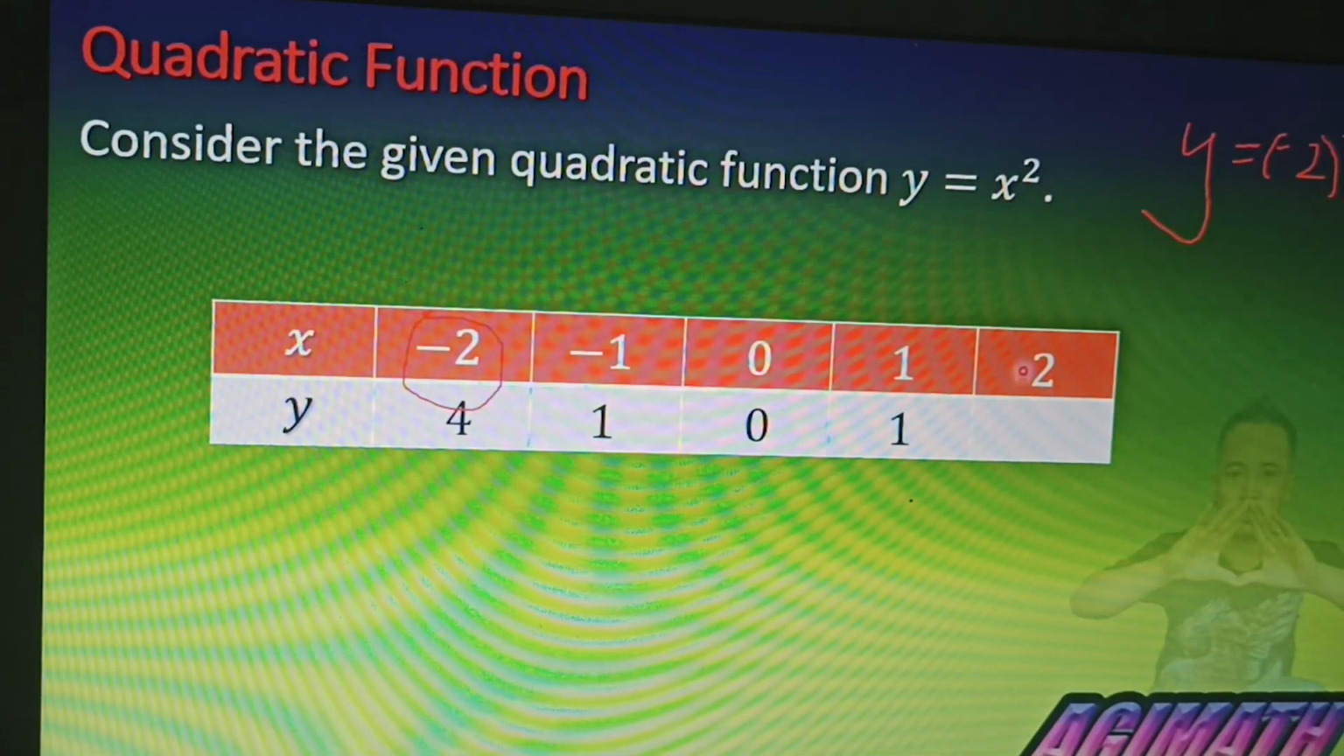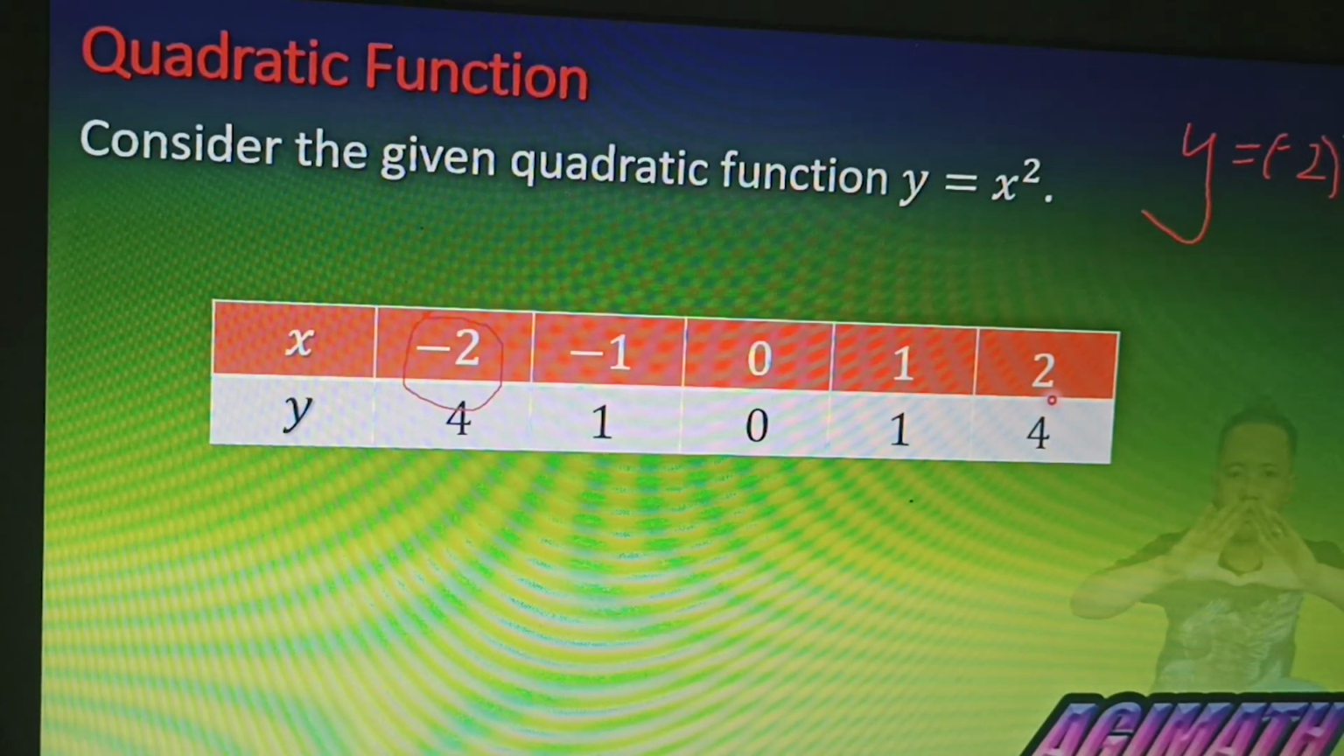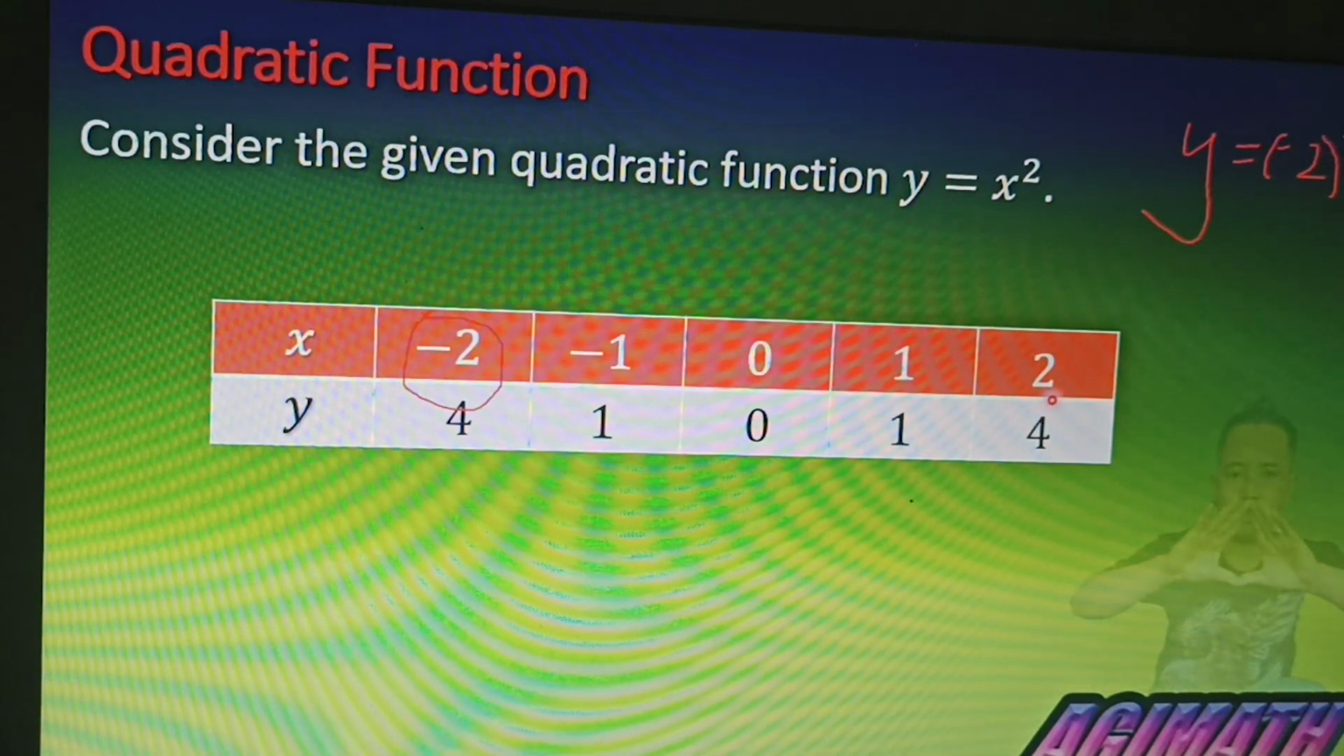And if x is equal to 2, that will become y equals 2 squared. And 2 squared is equal to 4. Yes, now we have our table of values. Next thing we are going to do is to subtract.